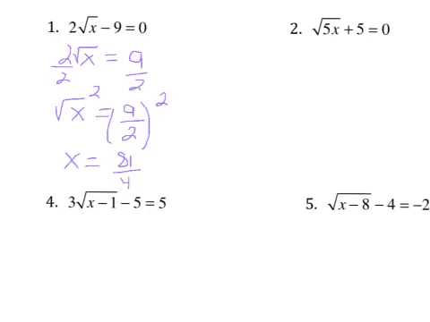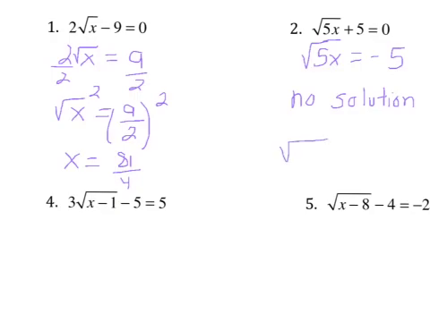Let's work out number 2 together since it's a little bit tricky. So the first thing we need to do is subtract 5 from both sides, so we get the square root of 5x equals negative 5. The answer to this is actually no solution. The reason for that is technically if we square root a number, it can't equal a negative and still be a function.